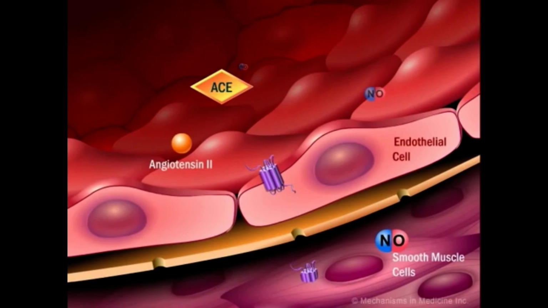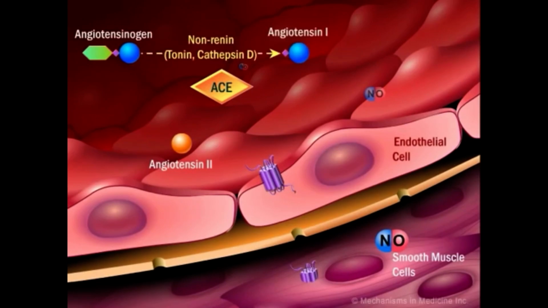In addition, alternative pathways exist that do not rely on either renin or ACE. In non-renin pathways, enzymes like tonin and cathepsin D release angiotensin 1 from angiotensinogen, and tissue plasminogen activator, or TPA, can make angiotensin 2 directly from angiotensinogen. This bypasses the midway production of angiotensin 1. Enzymes like chymase can form angiotensin 2 from angiotensin 1 via an ACE-independent pathway.